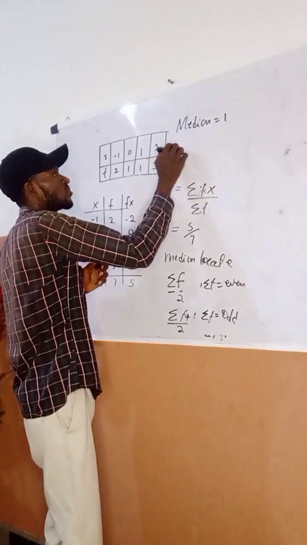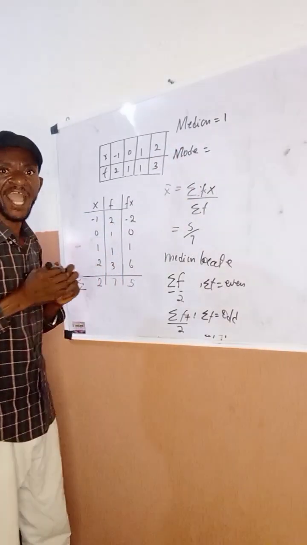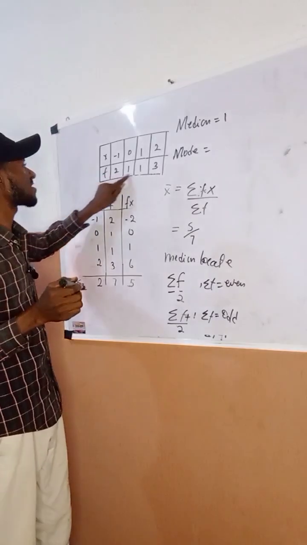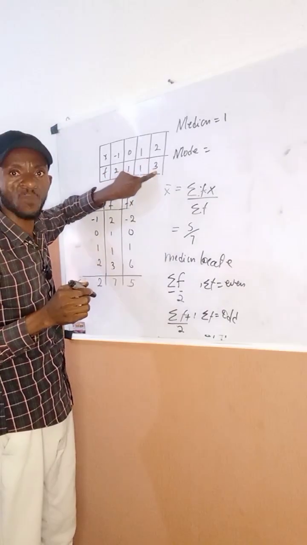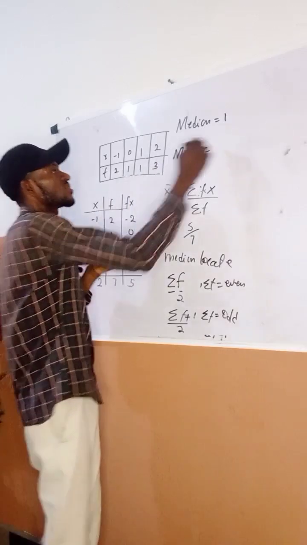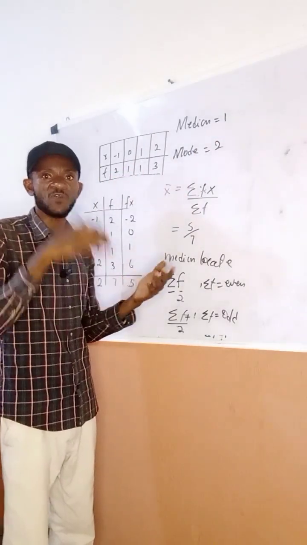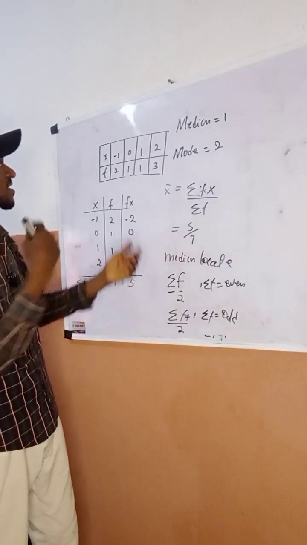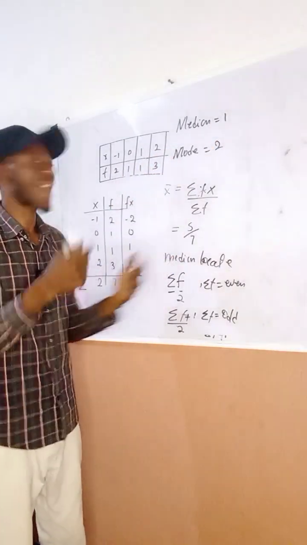Then we talk about mode. Mode is the number with the highest frequency. Let us check our frequency. The highest frequency is 3. What number has that 3? 2. So my mode is 2. So I've gotten my mean. Our mean is 5 over 7. Our median is 1. Our mode is 2. And you saw all we did there. So we go and get our range.